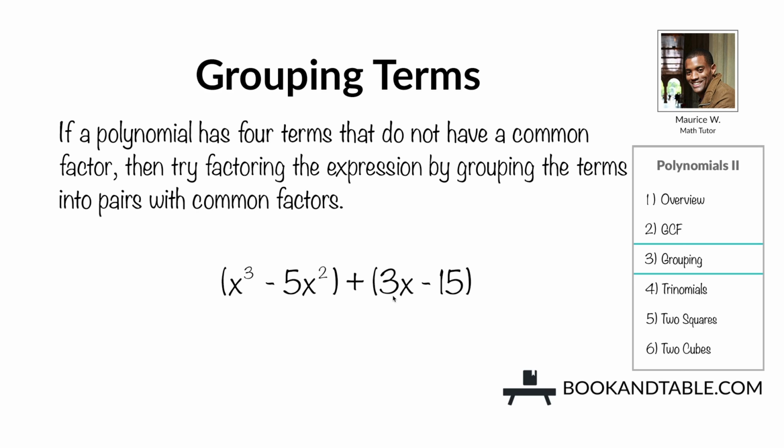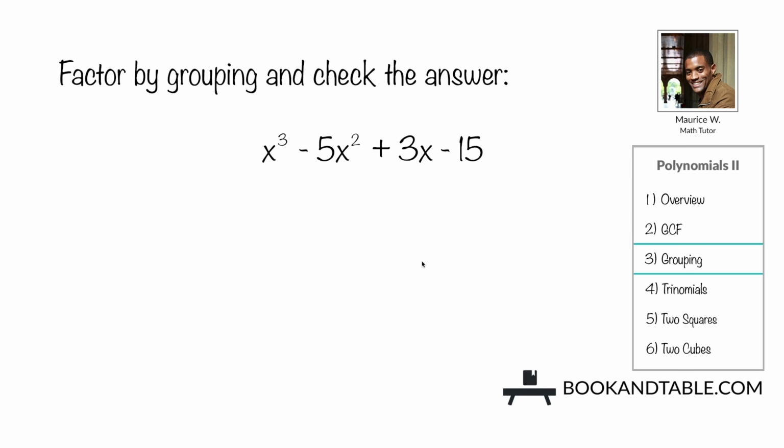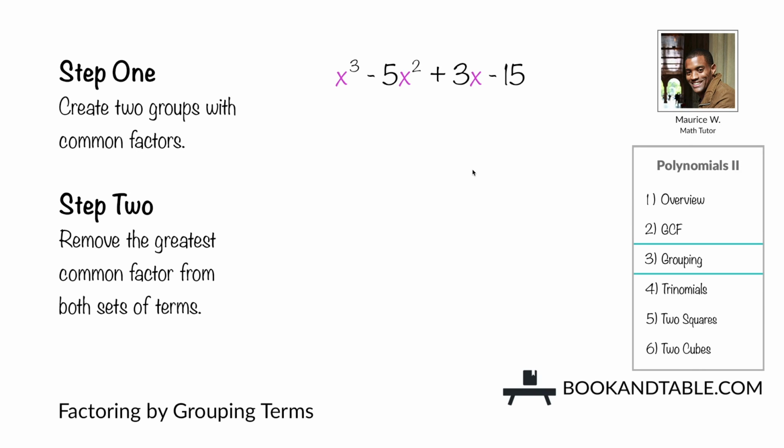So by grouping, we can actually create 2 sets of pairs, and they individually have a greatest common factor that can be removed. So you would be asked to factor by grouping and check the answer of x cubed minus 5x squared plus 3x minus 15. The first thing you want to do is create 2 groups with common factors.